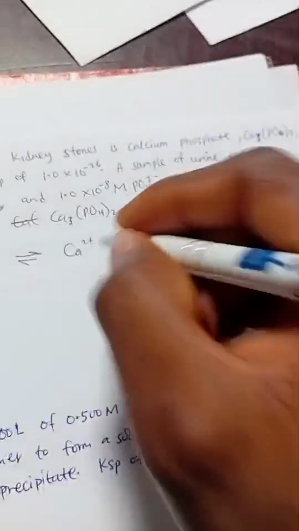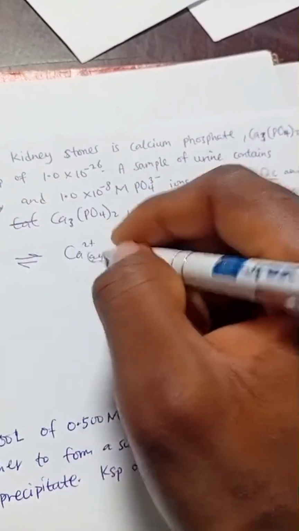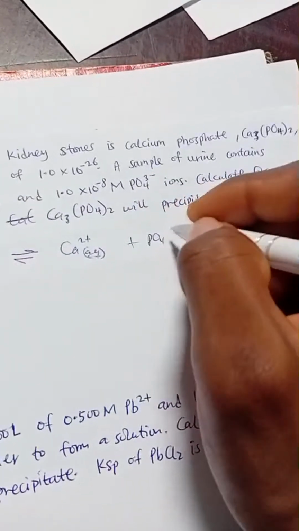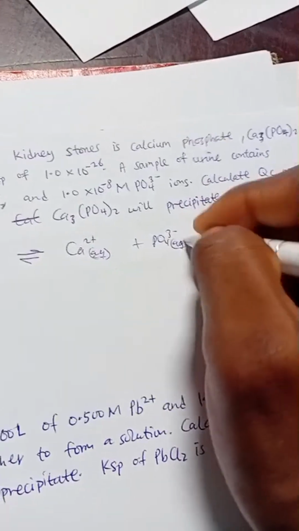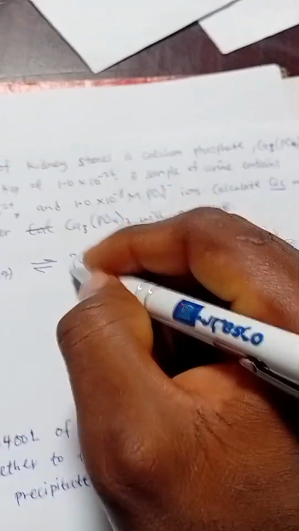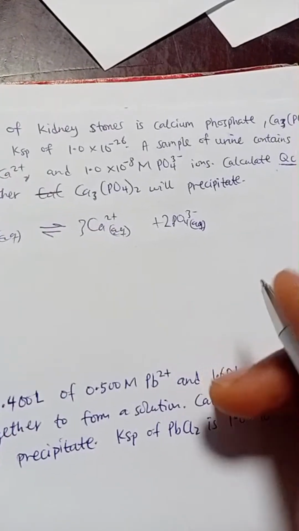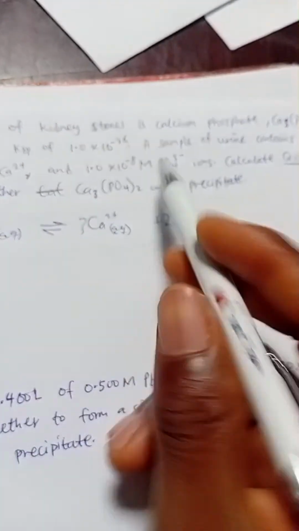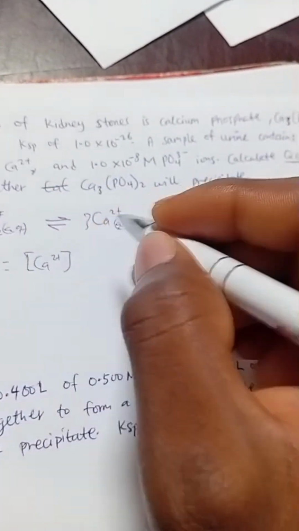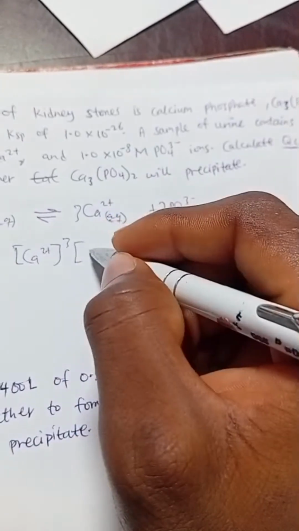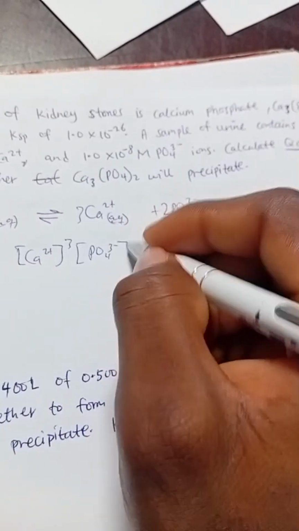We are going to get Ca2 plus aqueous plus PO4 3 minus aqueous. Then we balance. This one comes twice. Since we are given the concentration of the ions, we can find the ionic product. So our ionic product equals concentration of Ca2 plus raised to the power 3, concentration of PO4 3 minus raised to the power 2.